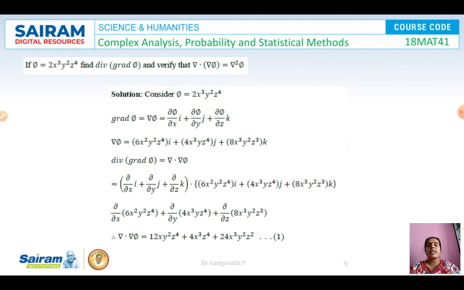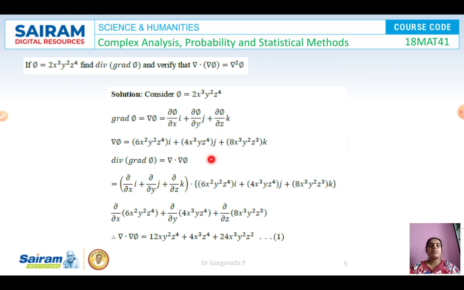There is another example: phi, which is given by 2x cube y square z to the power of 4. Find the divergence of grad phi and verify del dot del phi is equal to del square phi. So quite a lengthy problem. First we have to find grad phi, then the divergence of that. So grad phi converts the scalar to a vector and then divergence can be operated on it. So consider phi, which is given by this problem, and grad phi is by the definition dou phi by dou x i, dou phi by dou y j, dou phi by dou z k cap.